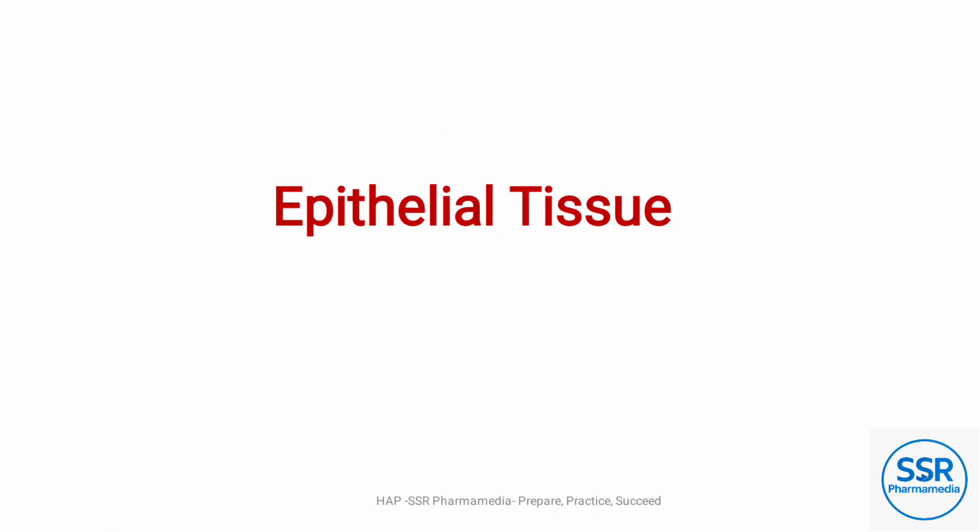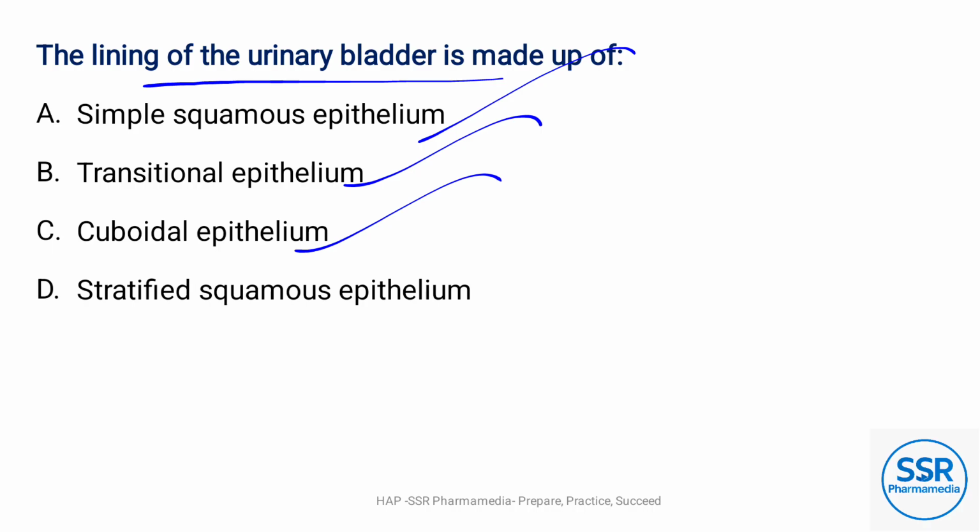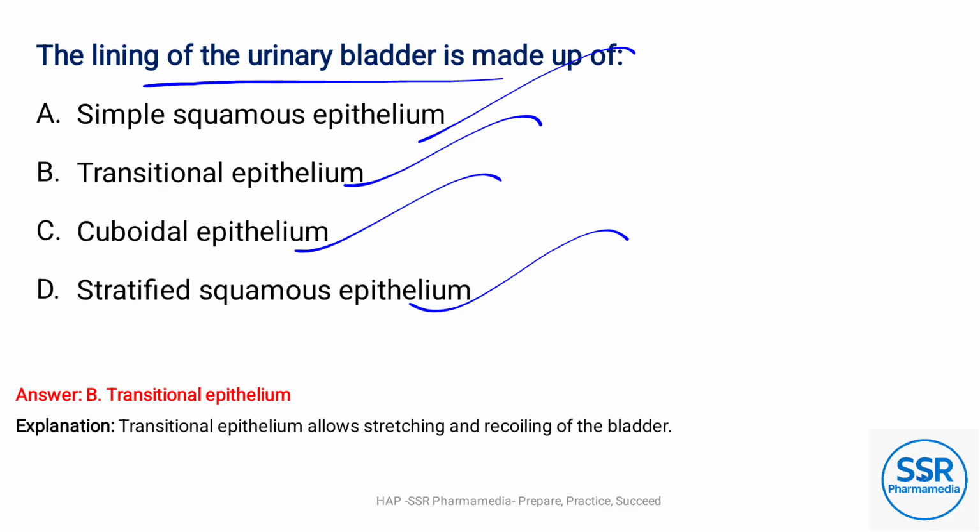So we'll discuss first epithelial tissue. The lining of the urinary bladder is made up of: option A, simple squamous epithelium; option B, transitional epithelium; option C, cuboidal epithelium; option D, stratified squamous epithelium. The answer is option B, transitional epithelium. Transitional epithelium allows stretching and recoiling of the bladder.